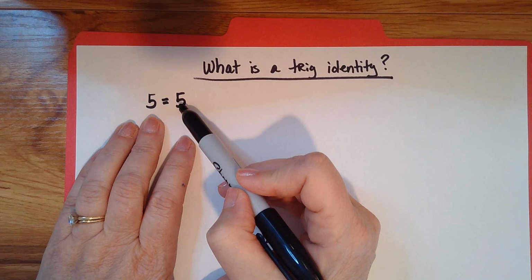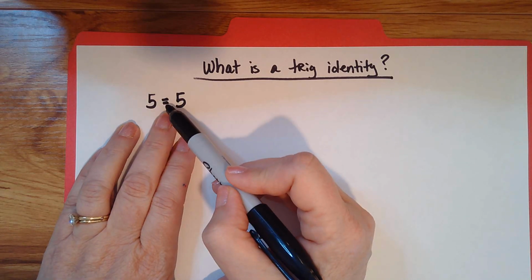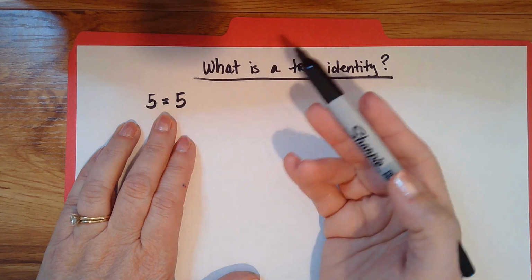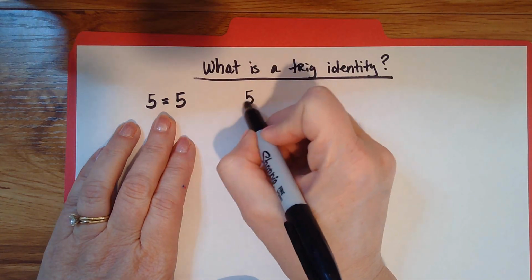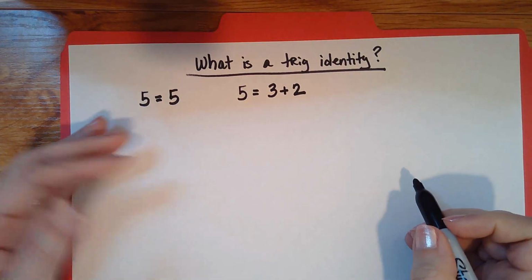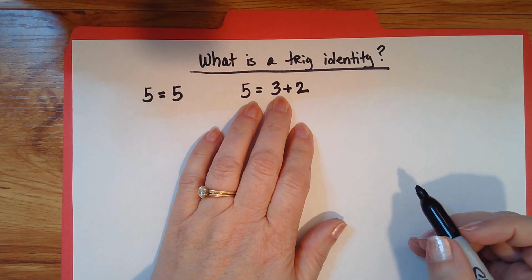This is an identity because you have two sides of the equation that are set equal to each other, and it is a true statement. So that's what makes it an identity. It could get a little bit more interesting if I were to write this. This is also an identity.